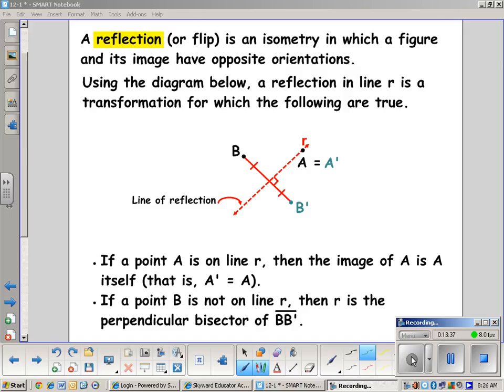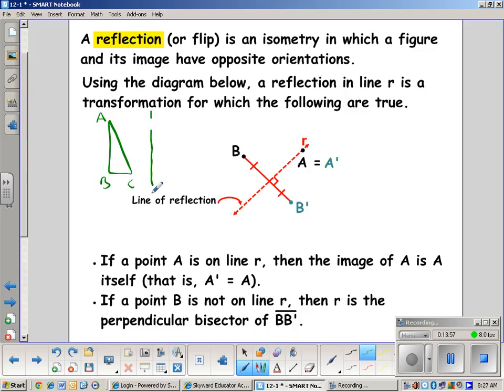A reflection is an isometry in which a figure and its image have opposite orientations. Okay? They have opposite orientations. So what we mean by that, if I draw this triangle, I call it ABC, and I have some line here that I'm reflecting over. This would be A prime, B prime, C prime.